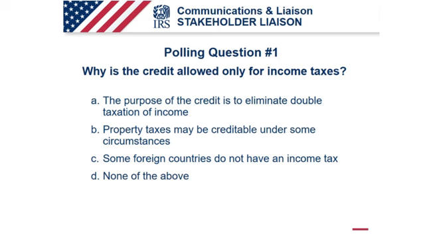And that question reads, why is the credit allowed only for income taxes? And your options are A, the purpose of the credit is to eliminate double taxation of income. B, property taxes may be creditable under certain circumstances. C, some foreign countries do not have an income tax. Or D, none of the above.